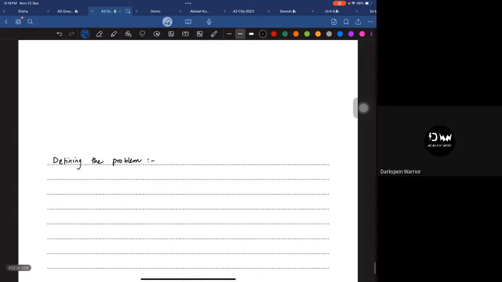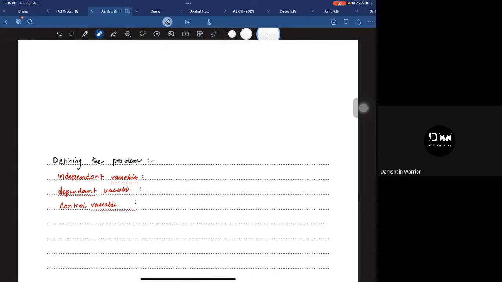Now, first of all, I'm going to write what is the independent quantity, and then I'm going to talk about the dependent quantity, and then I'm going to talk about the control variable. Control variable means that we need to make sure that it stays constant, right? So write variable. All right. So what do we mean by independent and dependent? Independent basically means the quantity that we can change.